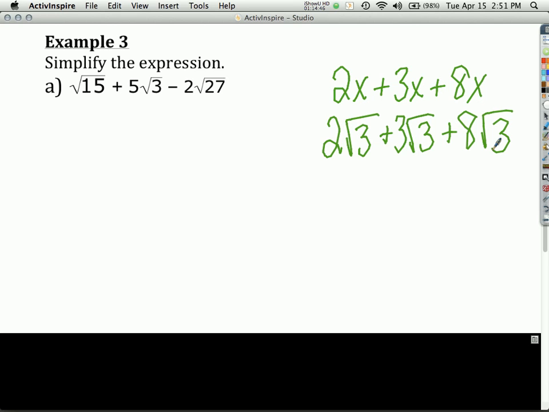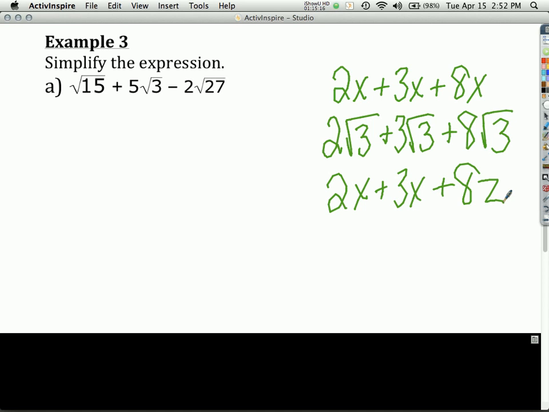Yeah, it actually works the same way. So this would be 13x. This is 13 radical 3. If you have the same radical, then you can add them together. Just like if you have the same letter, you can add them together. So now let me show you an alternate. What if it was 2x plus 3x plus 8z? What would that come out to?